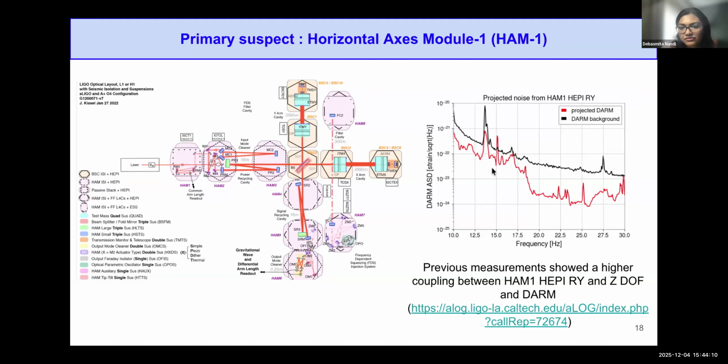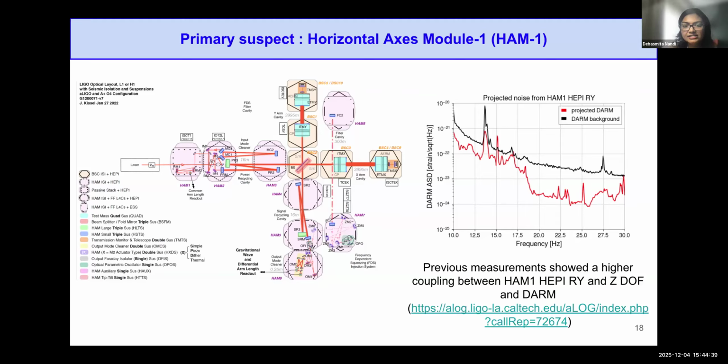Here is a plot which shows the strong coupling. The black trace here shows the DARM background, and the red trace shows the noise projected from this vacuum chamber, HAM1. And as you can see, in between this 15 to 20 hertz, the noise coupling is very strong with DARM. So we suspected this chamber, and this was the only vacuum chamber in the corner station which did not have an additional seismic isolation system.